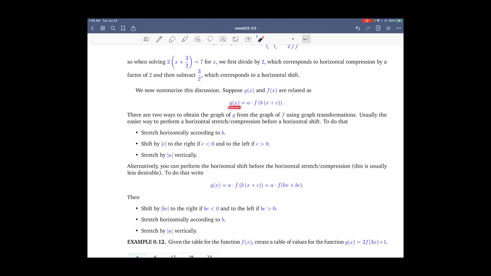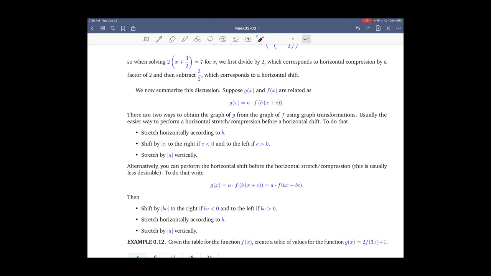If you have your function g written this way, a times f of b times x plus c, then the order of operations is this. You stretch or compress horizontally according to what b is, and we know what that means. If b is greater than 1, you stretch. If b is between 0 and 1, you compress with a factor of 1 over b. If b is negative, you also reflect about the y-axis. Then you take care of c.